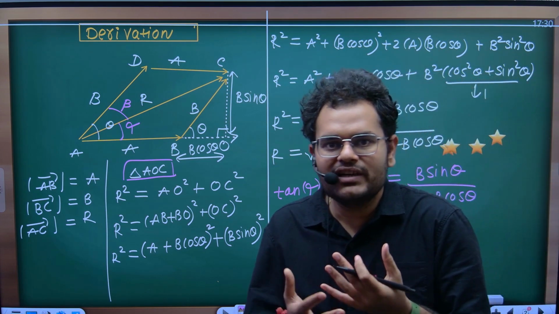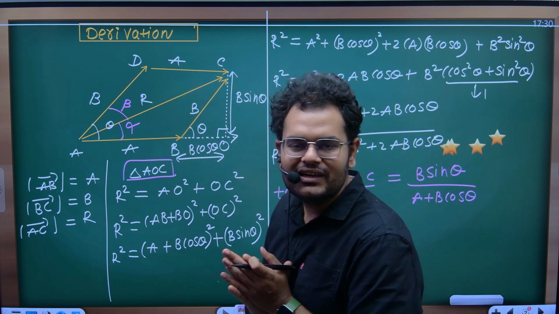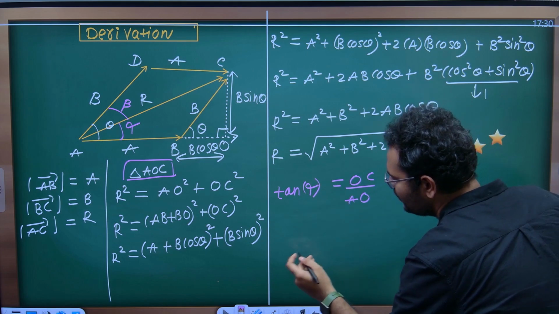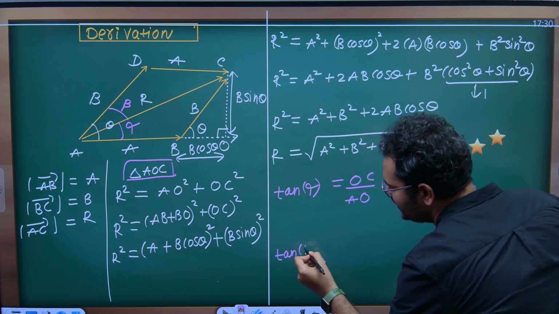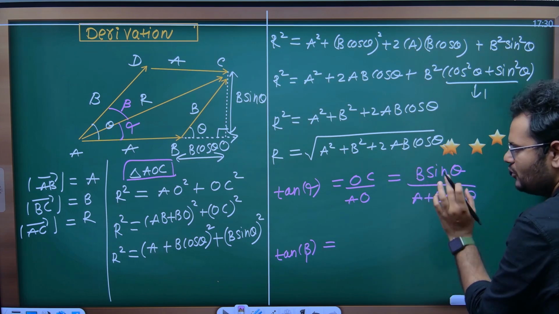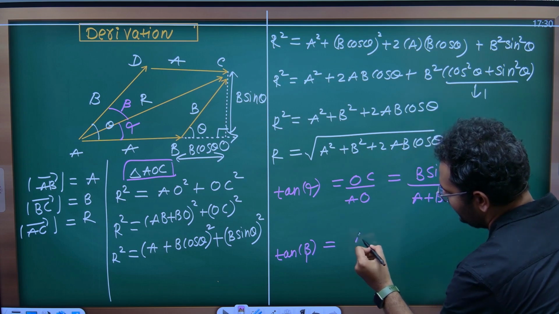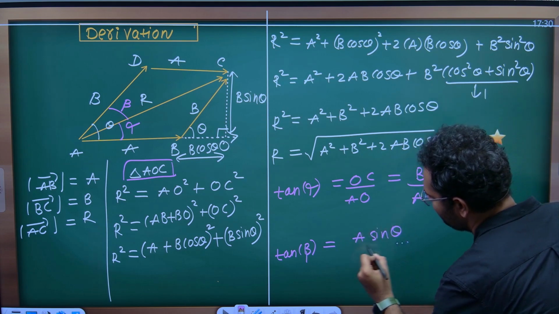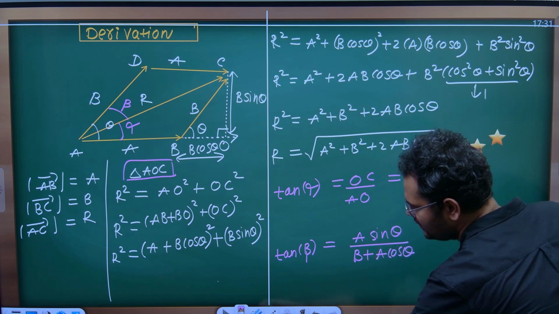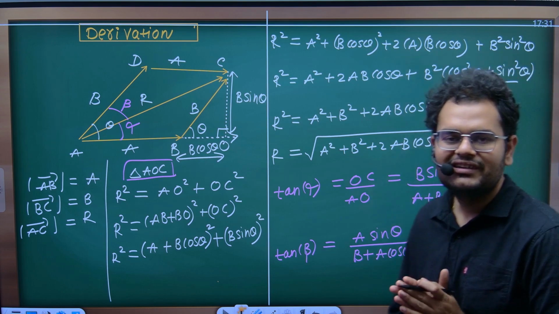Sir, if someone asks us beta, what is beta? Beta is the angle between r vector and b vector. Then how to find it? Now I will tell you a trick. Don't try to find another angle again. What you do: tan beta is equal to, directly you can write, instead of b you have to write a. So let us write a sin theta upon b plus a cos theta. Another 5-star formula. These two formulas are also very important.